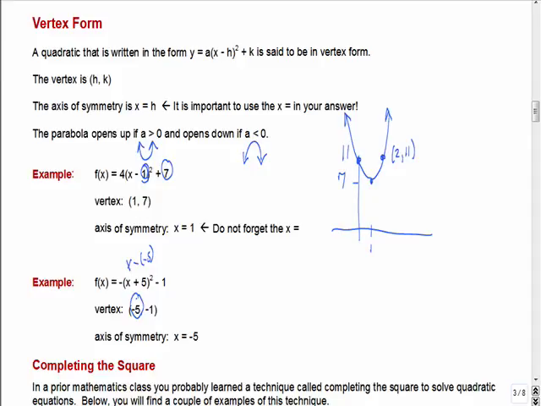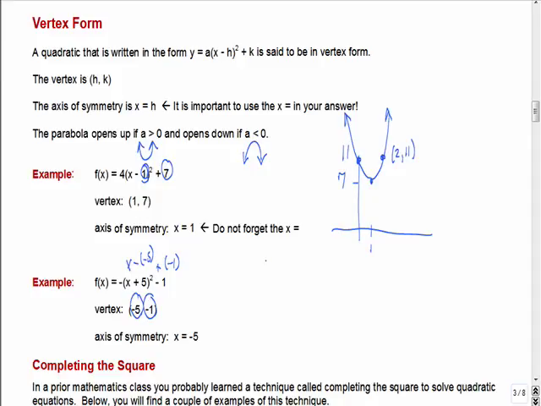Again, notice it's not written plus k. It's written as minus a number. And so we would think of that as adding a negative 1. And so therefore, the y-coordinate of our vertex is negative 1. Again, we could get our axis of symmetry, which remember is x equals the x-coordinate of the vertex. And so in this case, that would be x equals negative 5.